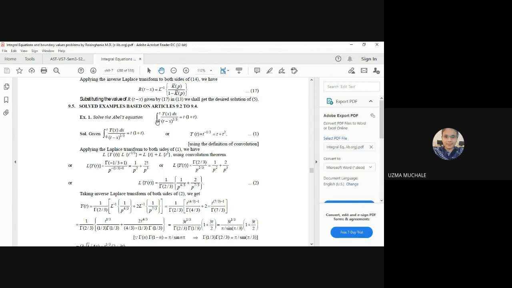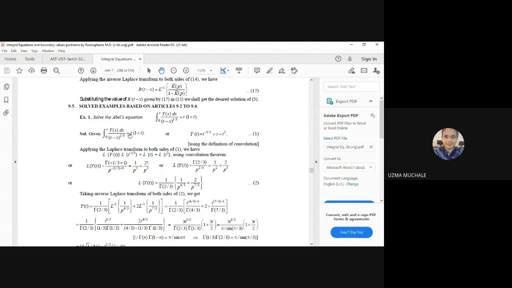The equation is: integration 0 to t of y of x dx divided by (t minus x) raised to 1 by 3 is equal to t into (1 plus t). Now we have to solve this integral equation with the help of the Laplace transform method. Just now I told you how to solve it. First you have to apply the Laplace transform to our given integral equation and then write the equation in terms of y of p, and after writing the equation in terms of y of p, you have to apply the inverse Laplace transform, and then you can find the solution of our equation.